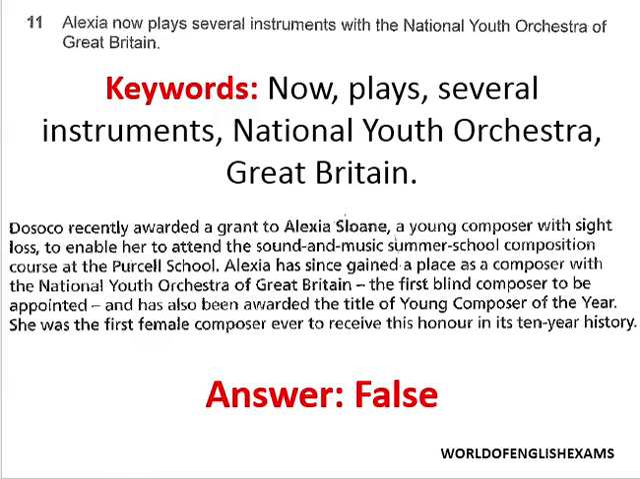She is composing. But see, in the second sentence itself it is given to enable her to attend the summer school composition course at the Purcell School. She has gained a place as a composer. But is there anywhere given that she is playing several instruments? No, she is just composing right now. Hence the answer is false. You may think, why can it not be not given, because it is given what she is doing now, because it's clearly saying Alexia has since gained a place.